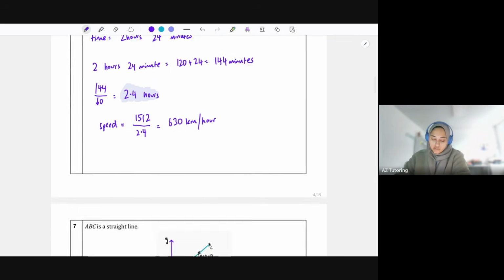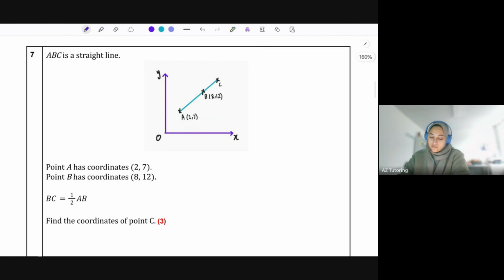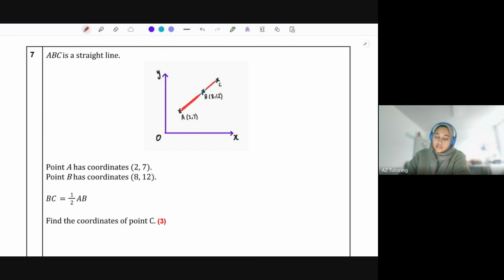Moving on, question 7. ABC is a straight line. I've just drawn it out again, but this is what was in the exam. As you can see from the diagram, we've got point A, point B, and point C, which we don't know. It's told us the coordinates here. A is 2, 7, B is 8, 12. And they've told us BC is half the distance of AB. So if we worked out the distance of this here, then BC would be half that. That is what it's saying.